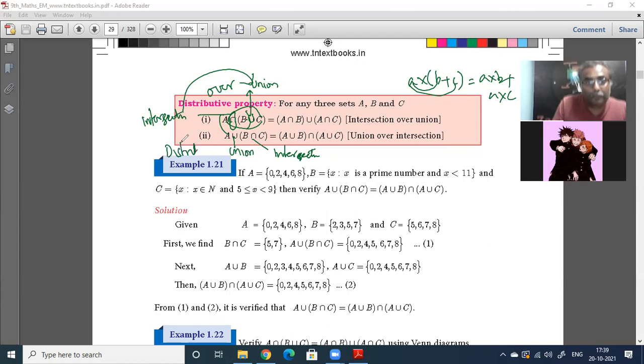Distribution of union over intersection. That also means A union B intersection A union C. That is how it will come. So this A union B will come double times, and the intersection will come only in the middle like that. It's like saying this operation I am doing on this and doing on this: A union B and A union C, and the intersection is coming only once. Now let us do an example, then it will be clarified very clearly.